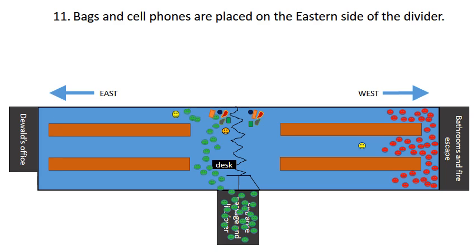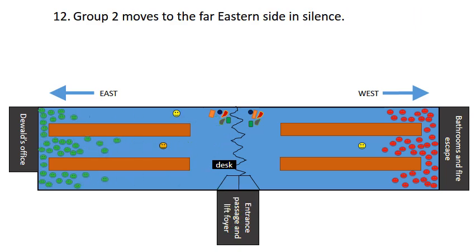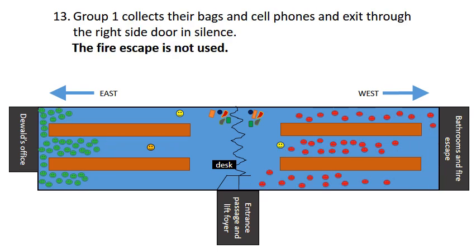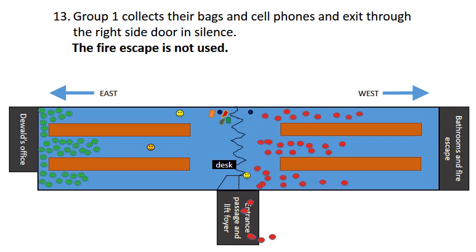They will then place their phones and bags and any communication devices down on the eastern side of the closed divider. After this, they will move to the far eastern side in silence with one invigilator. In the meantime, Group 1 will be allowed to take their bags and communication devices and leave. The fire escape will not be used. All the students will exit through the same door that they entered.